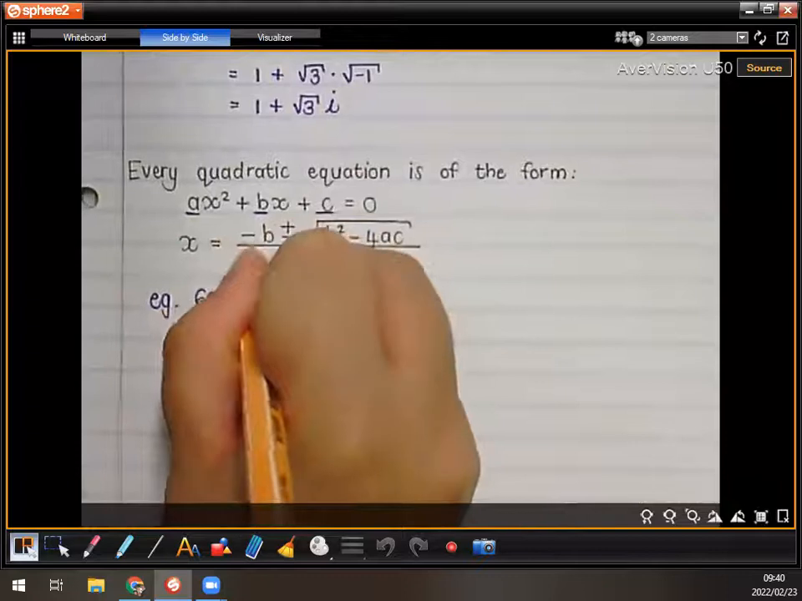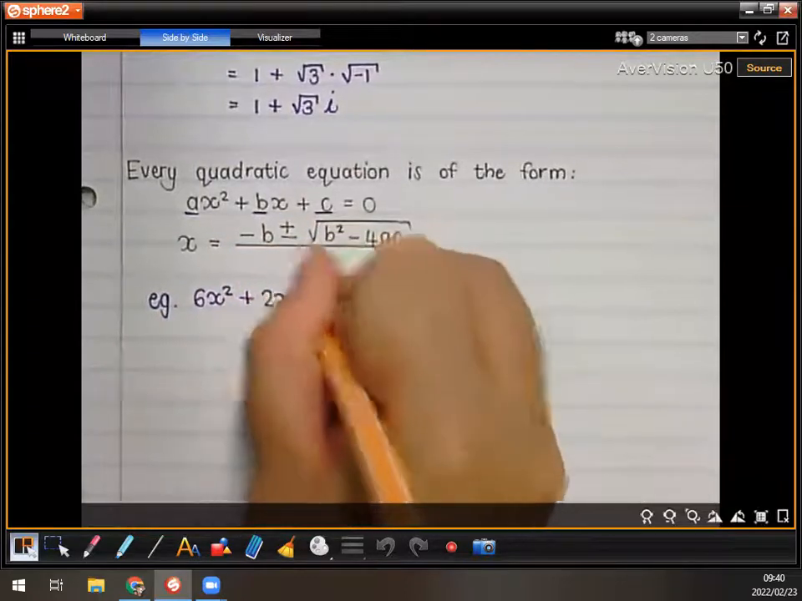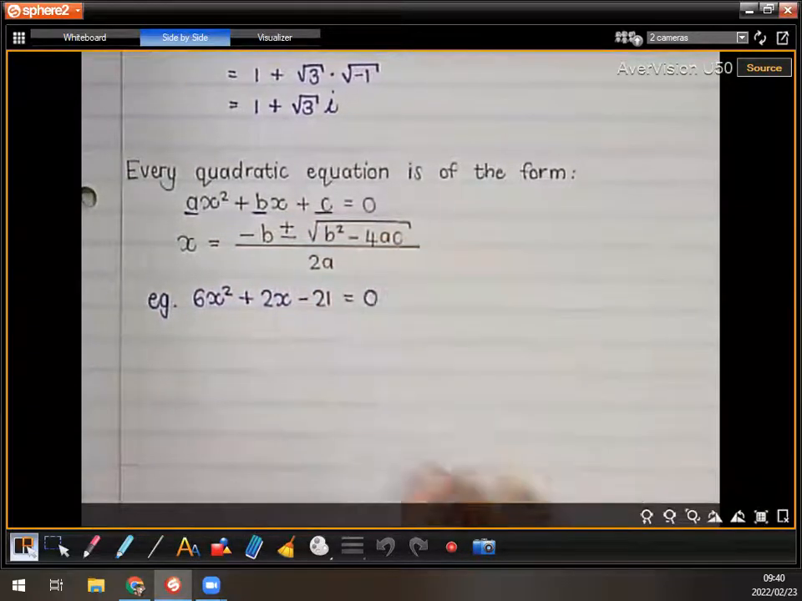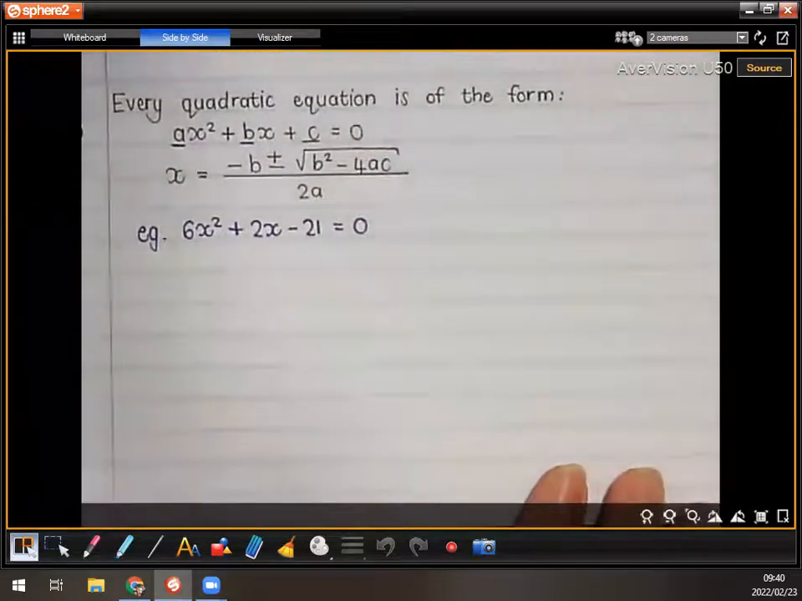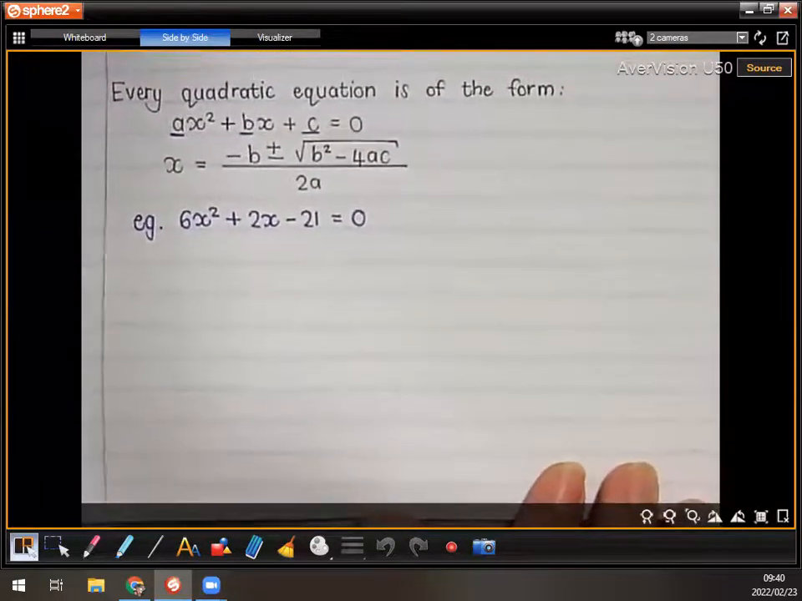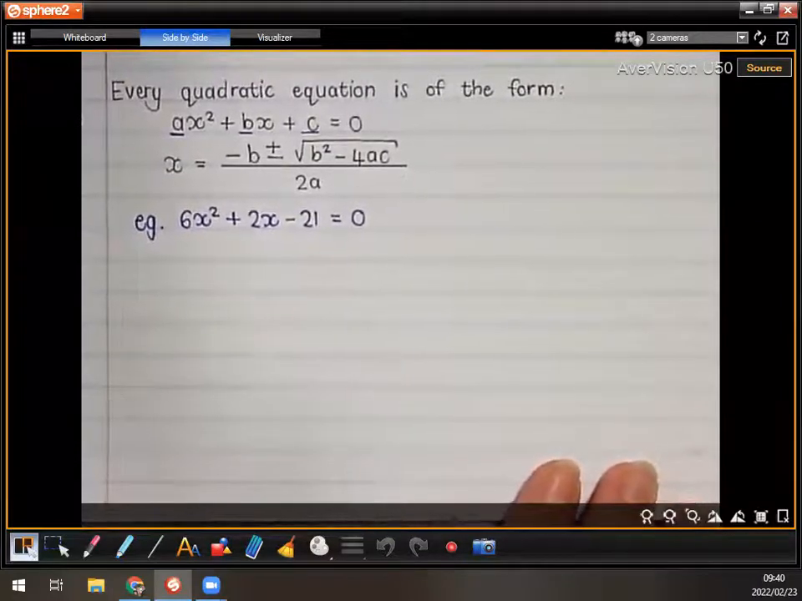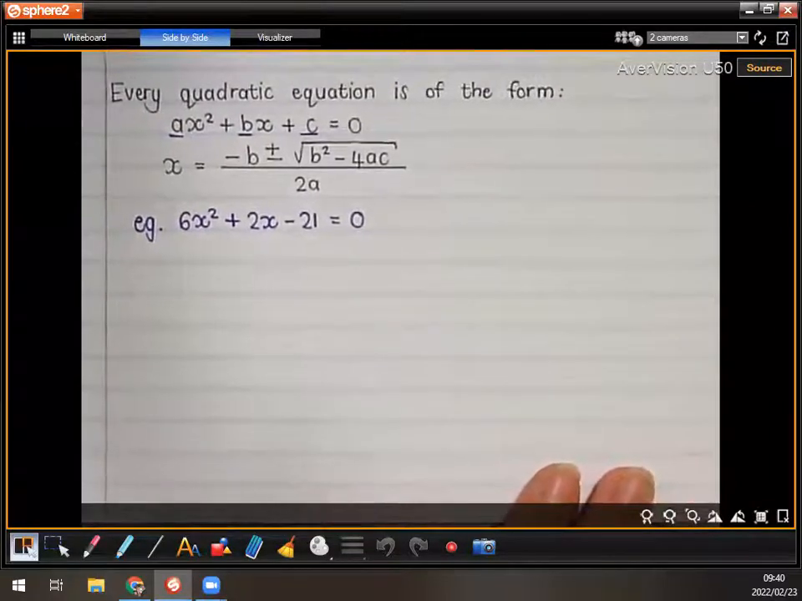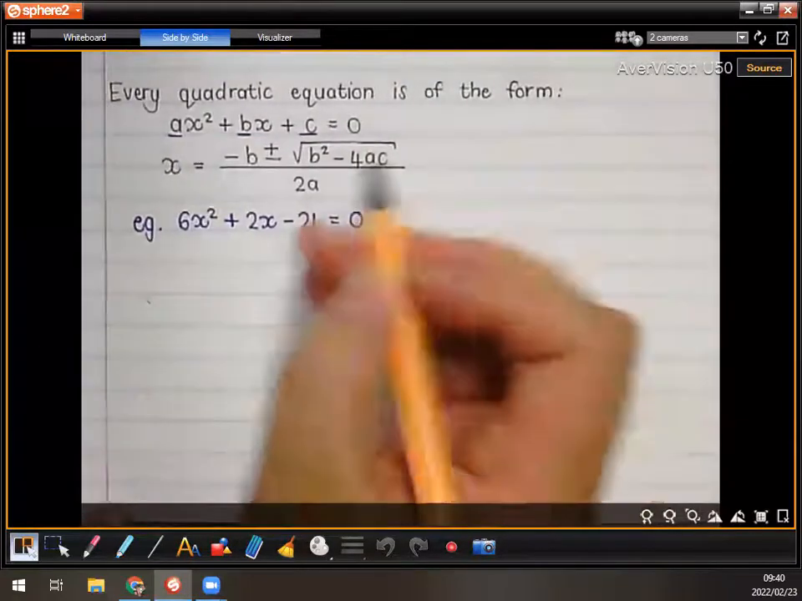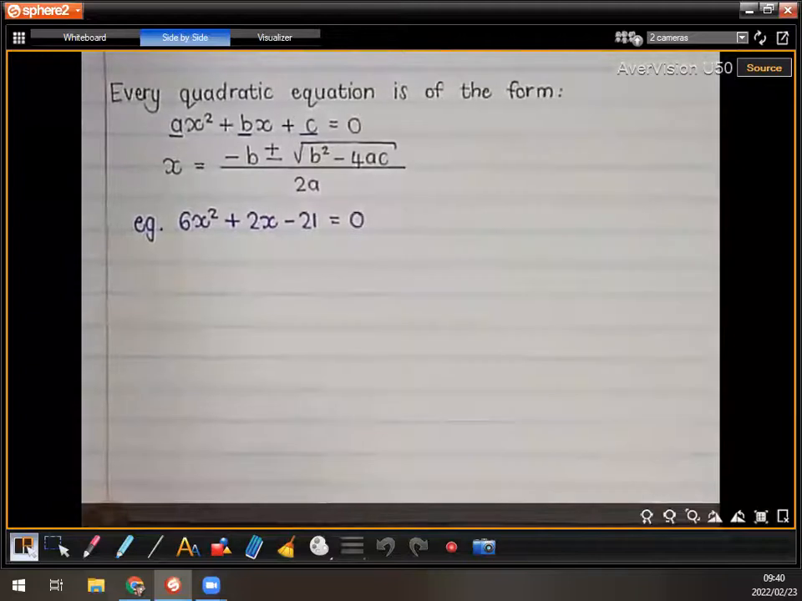6x squared plus 2x minus 21 is equal to 0. You have to solve for x there. You can try to factorize that, but it's possible that you can't factorize it. Which in grade 10 won't happen. We'll always give you equations that you can factorize. In grade 11, we will give you equations that you might not be able to factorize. So let's just use the quadratic formula and see what happens.